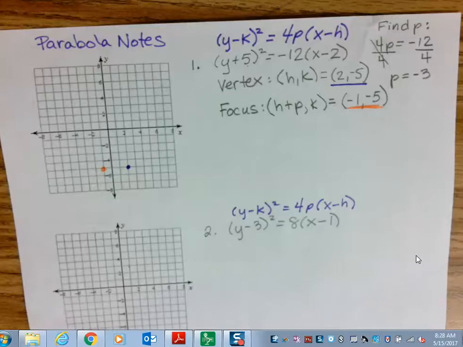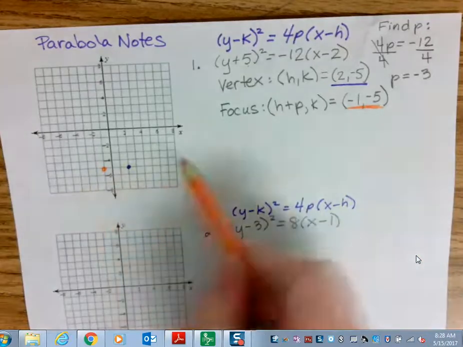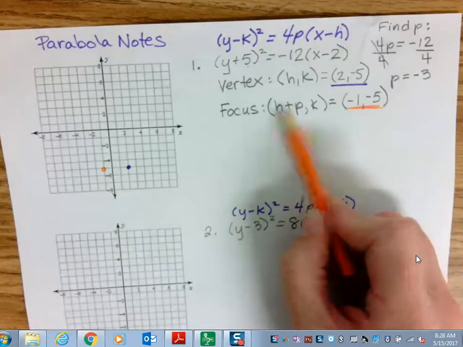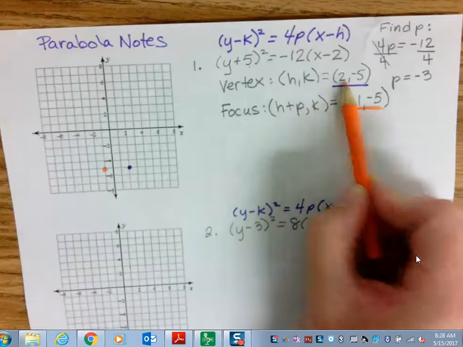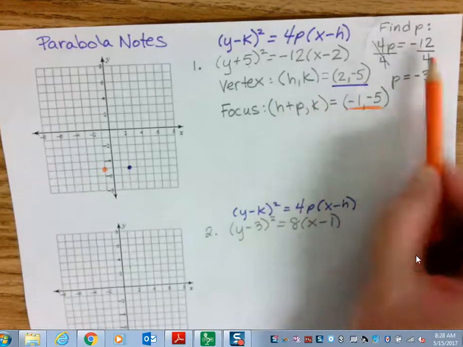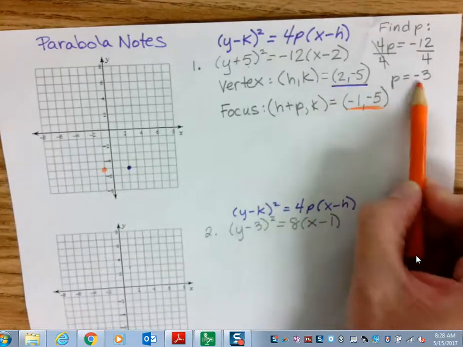All right, who has a question so far? How did you get negative 1? So the formula for the focus, if your parabola is opening to the left or the right, is h plus p for the x value. So the h was 2, and the p we solved for, we found that's negative 3. So I added the 2 plus the negative 3.